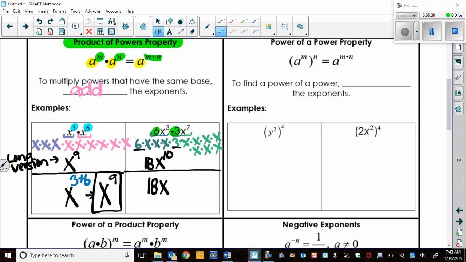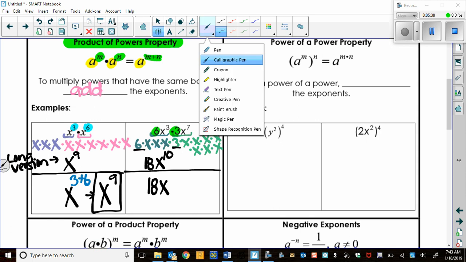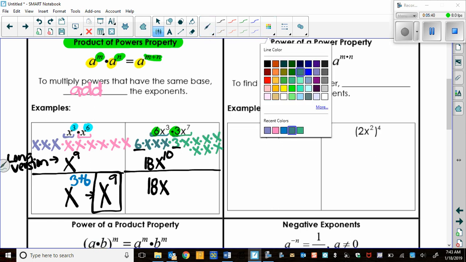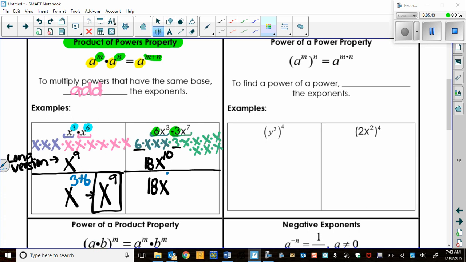So I'm going to go ahead and take my 3 and 7 and add them together. I'll take 3 plus 7. Hopefully you guys have already seen that. My answer is the exact same as what I did with the longer version. Okay, so 18x to the 10th power.